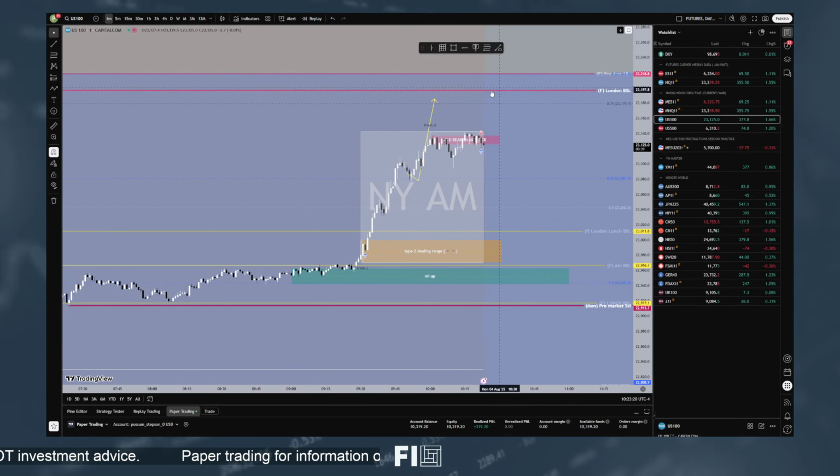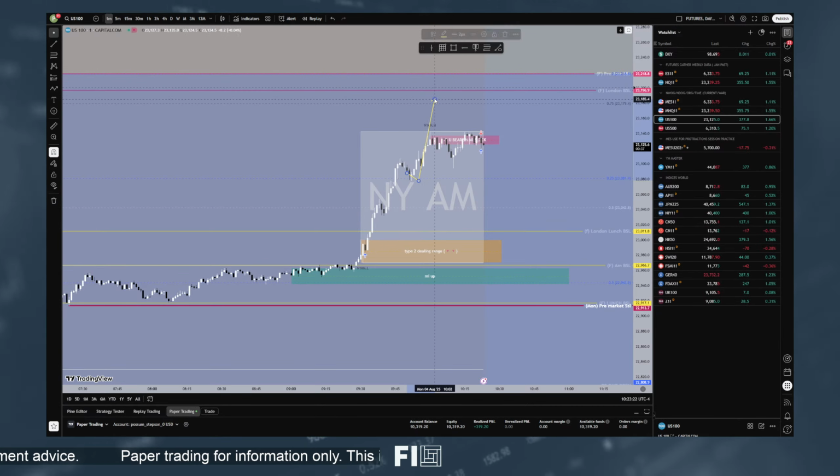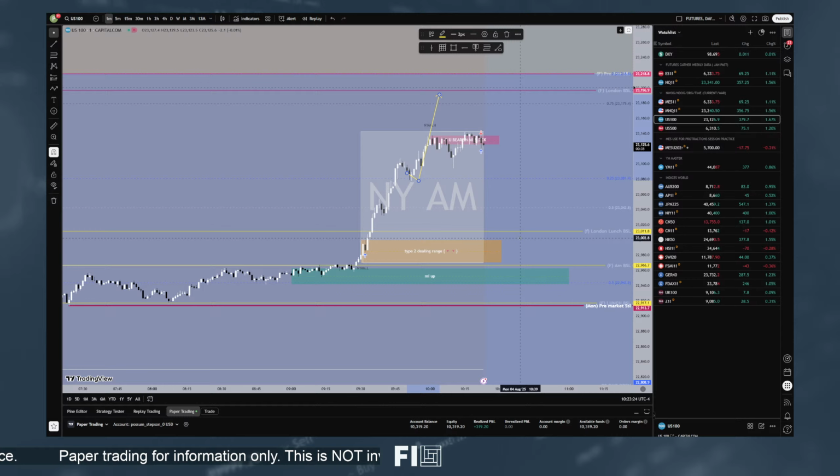But we're still looking for these prices to be met up here. So even though I'm out of this demo trade, I'm still interested in seeing what happens next.